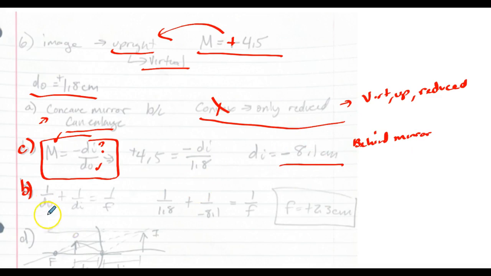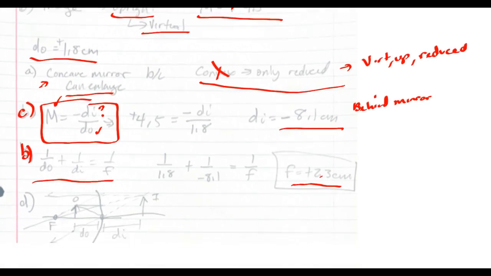Then I can use the mirror equation, 1 over do plus 1 over di equals 1 over f, and solve for 1 over f. I plugged in those values, and I got f as 2.3 centimeters. That's my focal length. So then I could sketch it. This isn't the best sketch, so I'll try to do another one.